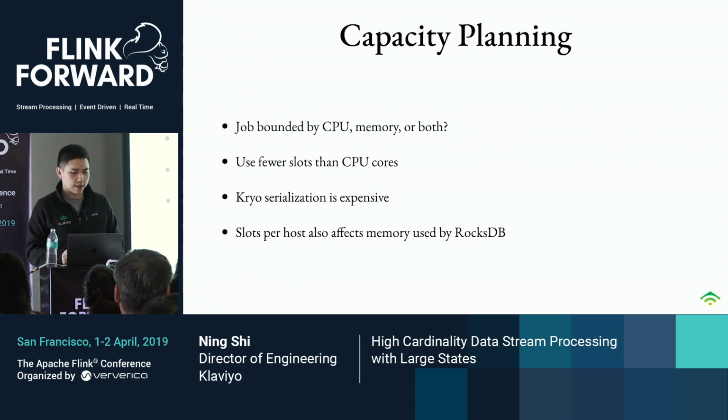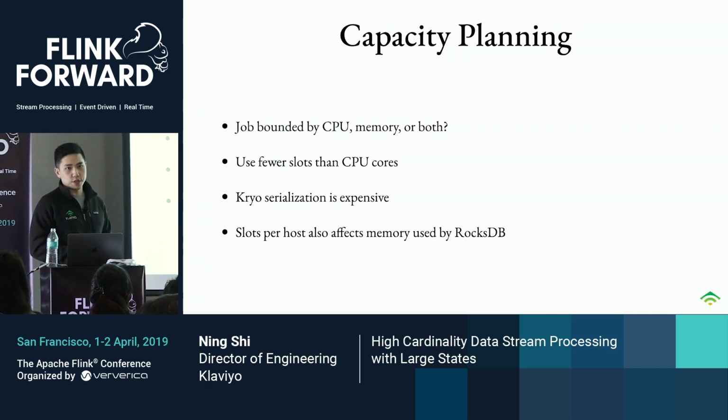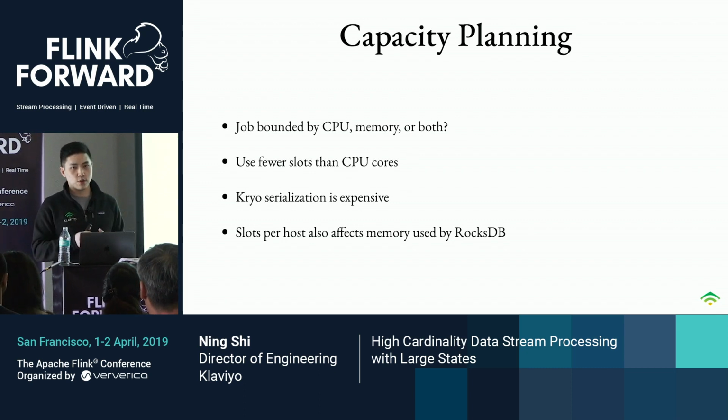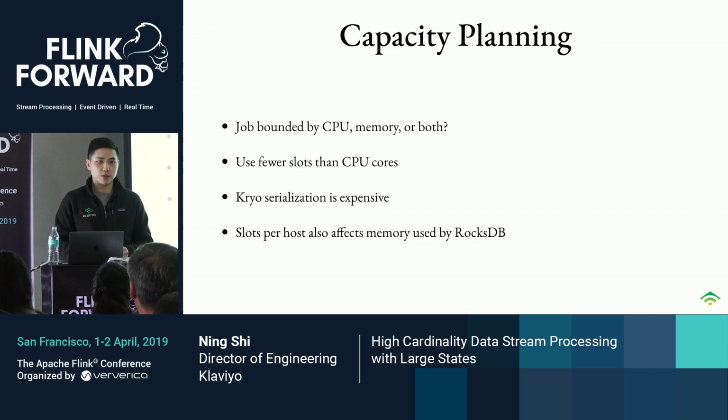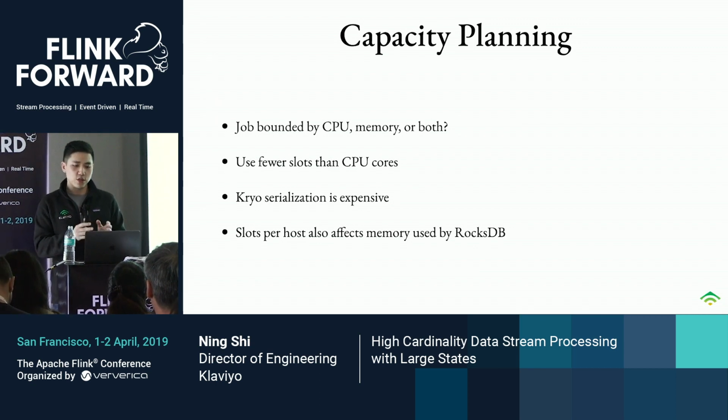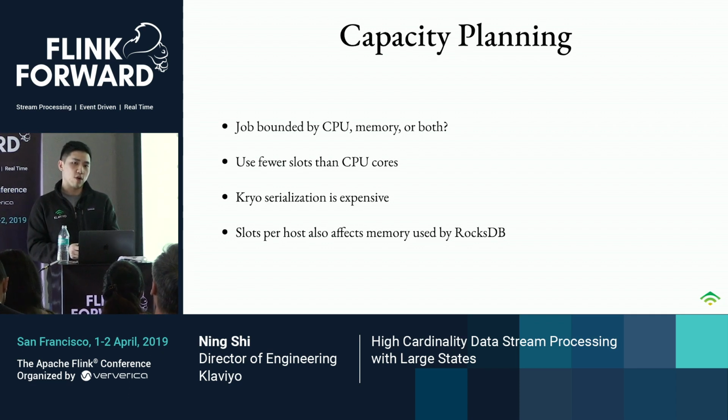And last part, when people think about slots per host, usually they're thinking about CPU, but as it turned out, if you use a lot of RocksDB, that actually affects memory more so than the CPU because RocksDB instances are per task, not per node or per instance. It's actually per task slot on that machine. So if you have a lot of operators with states in them, each one of those on each one of the slots on that machine is going to have its own RocksDB instance.